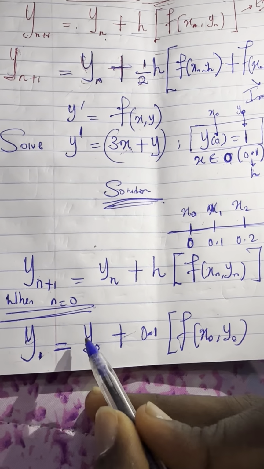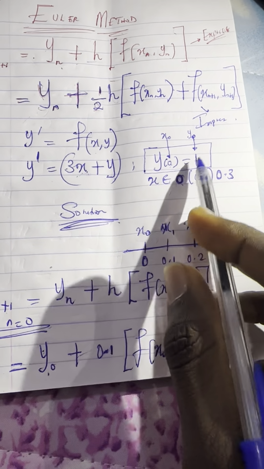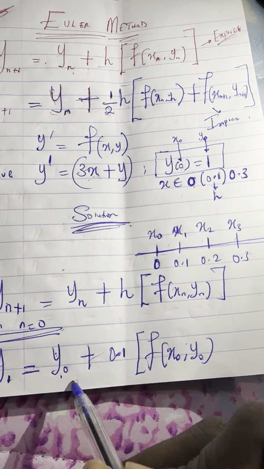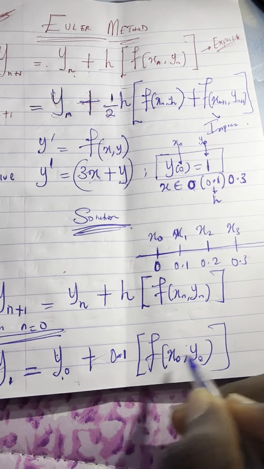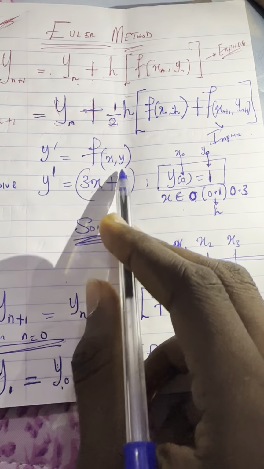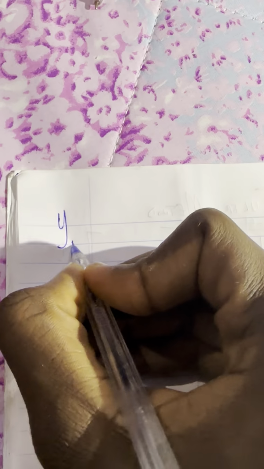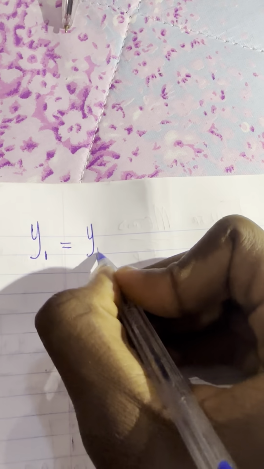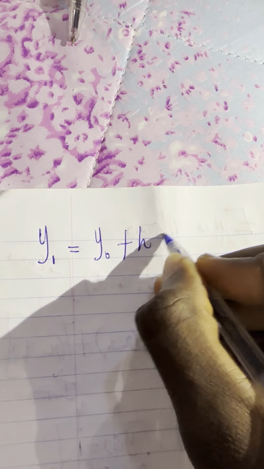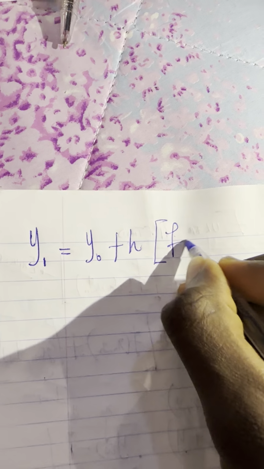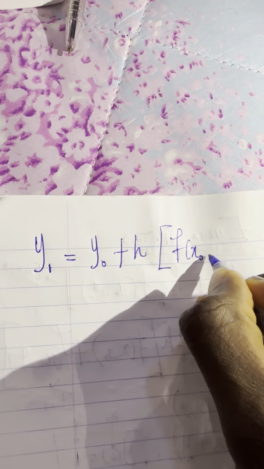But just shoot. I already know my y naught. What's my y naught? 1. I want to substitute that. So this is my f of x naught, y naught. I'll now write it as: my y1 is equal to y naught plus step length times f of x naught, comma y naught.